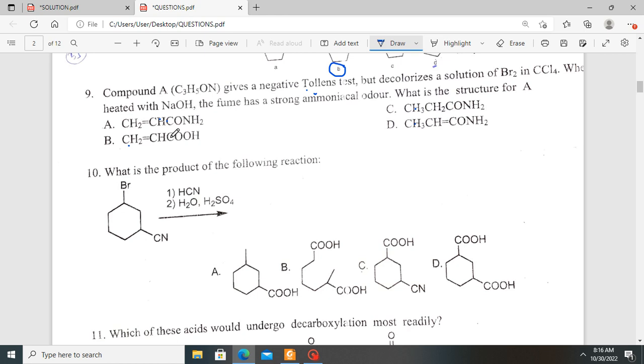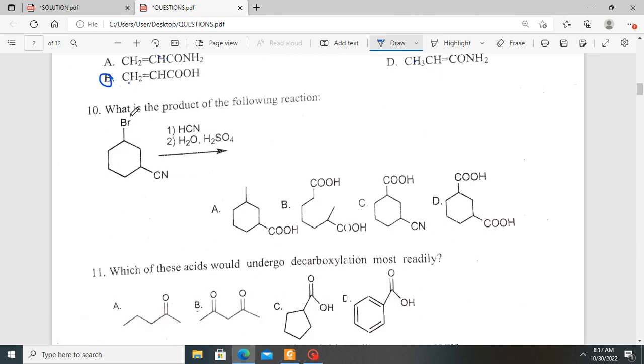So this one will give a negative Tollens test. It will decolorize bromine in carbon tetrachloride, and it will give a fume of strong ammoniacal odor when heated with sodium hydroxide because it has a terminal double bond. So the answer for question 9 is B.